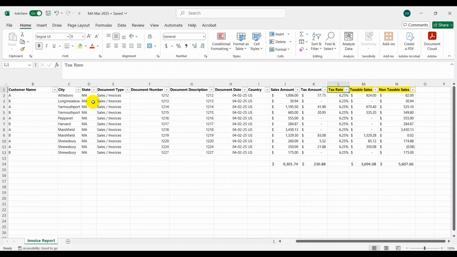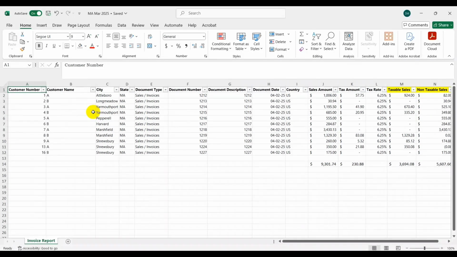And then again, we have these calculated columns. This is a flat percentage here. These two are calculated columns, the same way that we did for the previous two states. The state tax rate for the Massachusetts state is 6.25 percent. And now let's go to the portal and see how we can file this.